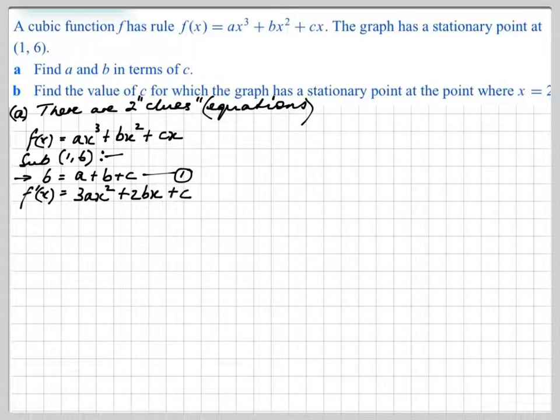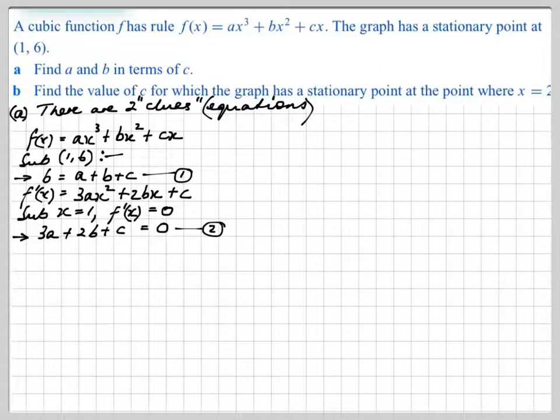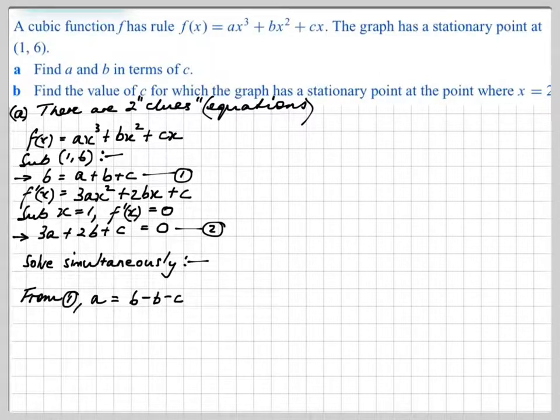Therefore, f dash of x is that thing. Yes. And we're going to plug in the stationary point now. Okay, and we're going to get our second clue. There it is. Now I've got 2 equations, guys, and I've got to find A and B in terms of C. Now I'm not going to use the calculator. I'm just going to do it the slow way, but it's great for my confidence. Solving simultaneously, so I'm getting A in terms of B and C from equation 1, and then I'm going to sub that into equation 2 to get B in terms of C.